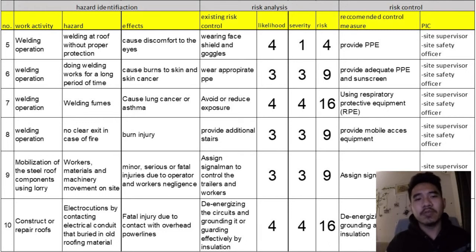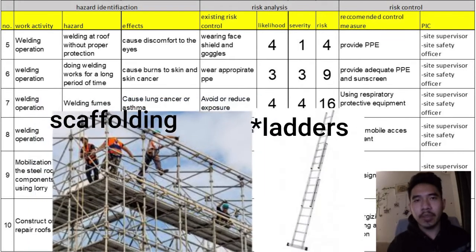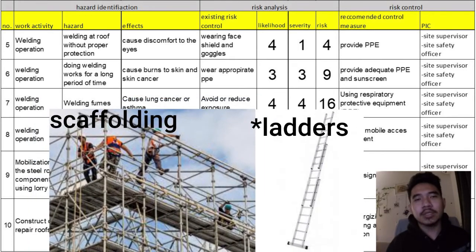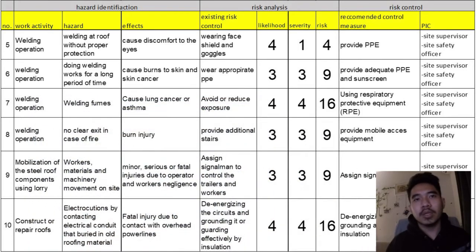The effects of not having a clear exit in case of a fire are of course burns, whether first degree, second degree, or third degree. The existing risk control is to provide stairs as an exit path, or maybe provide additional stairs that are not obstructed when there is a fire. The likelihood of this happening is 3, and the severity is 3. So the total risk is 9.